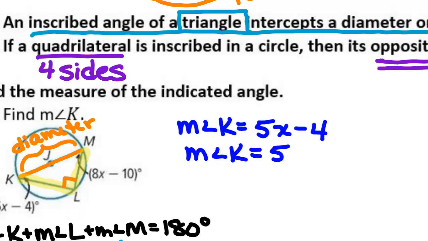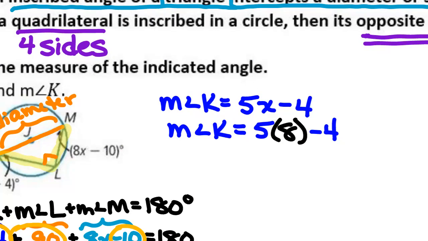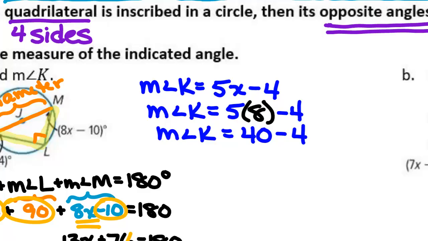So we do 5 times 8 minus 4. So the measurement of angle K would be 40 minus 4, or 36 degrees.